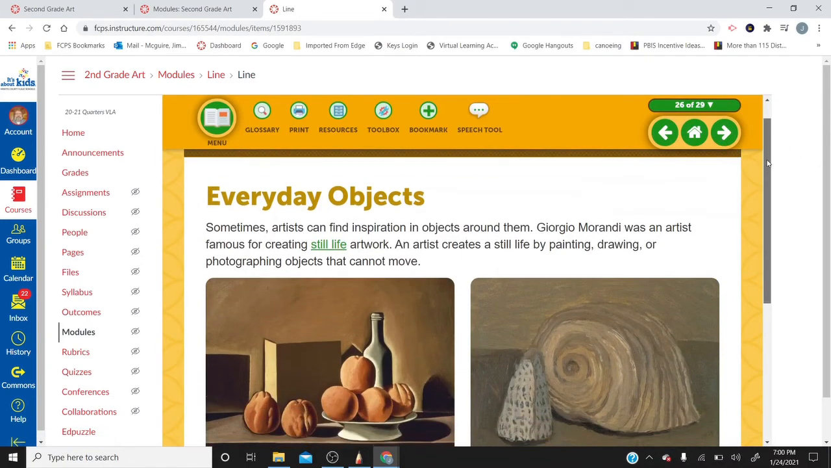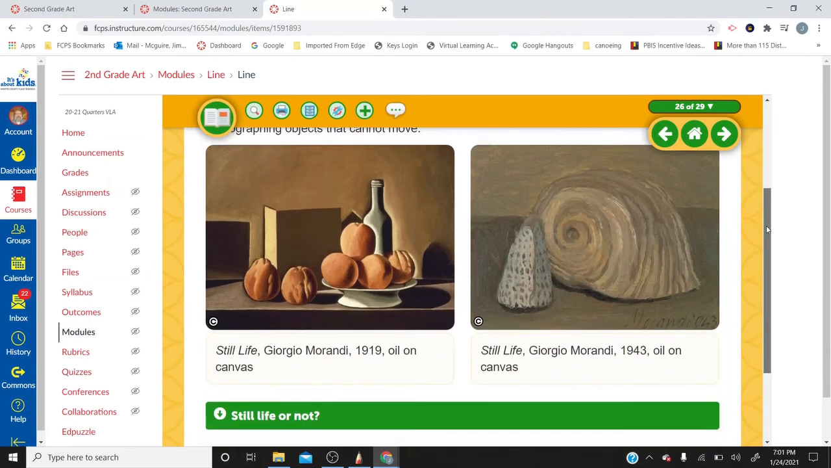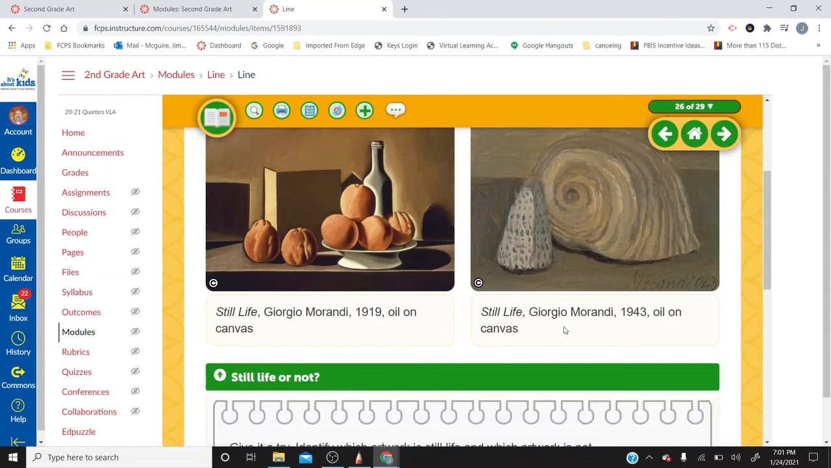So look at everyday objects. Sometimes artists can find inspiration in objects around them. Giorgio Morandi was an artist famous for creating still life artwork. An artist creates a still life by painting, drawing, or photographing objects that cannot move. Therefore, they remain still life. So this is Morandi's Still Life, and this one is also from 1919 and 1943.